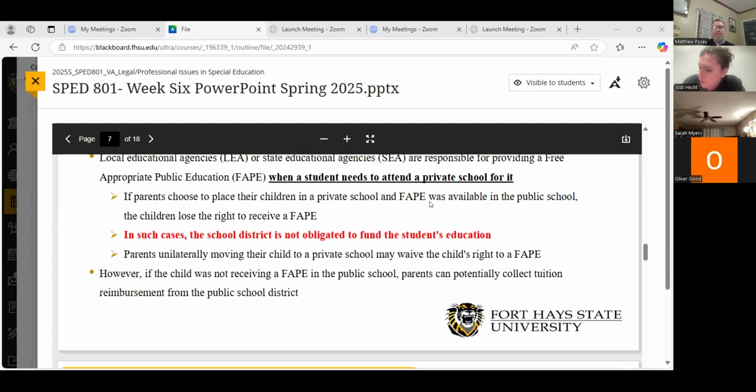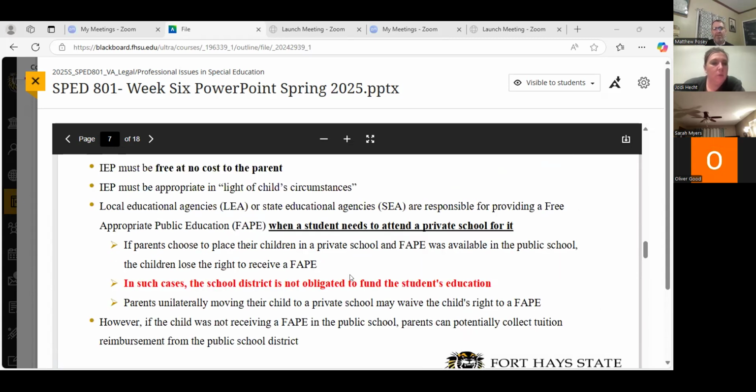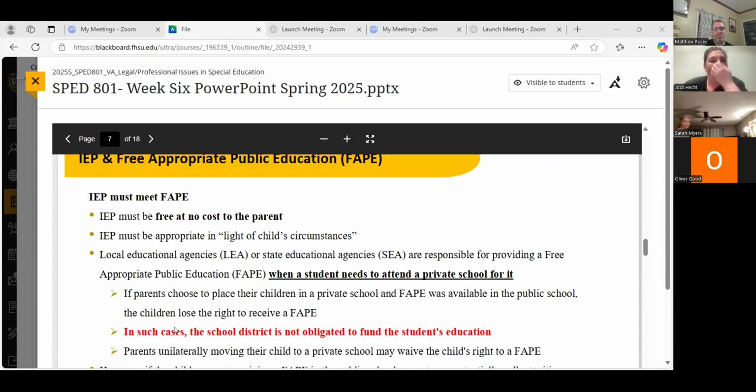Here's the one thing you might remember. If parents choose to place their children in a private school and FAPE was available in the public school, the children may lose the right to receive FAPE.